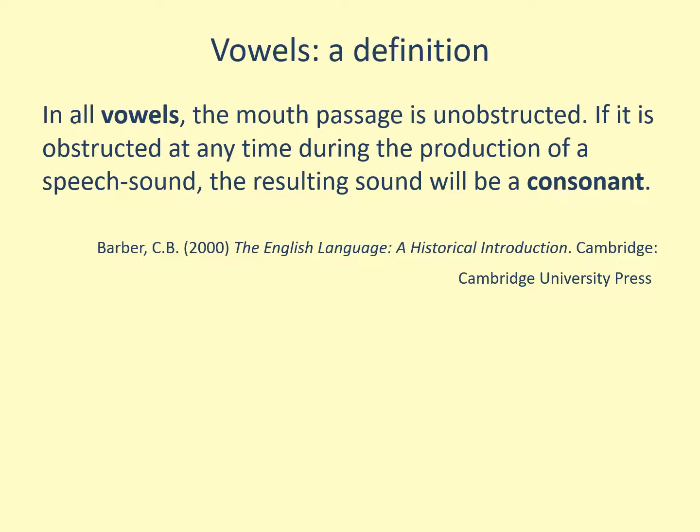And we can demonstrate this easily. We'll go on a bit later to explore this idea, but just to start with, if you make the sound ah, you will feel your mouth is open and the airflow is unobstructed. But if you make the sound b, b, your lips come together and they block the airflow. So that's a consonant.